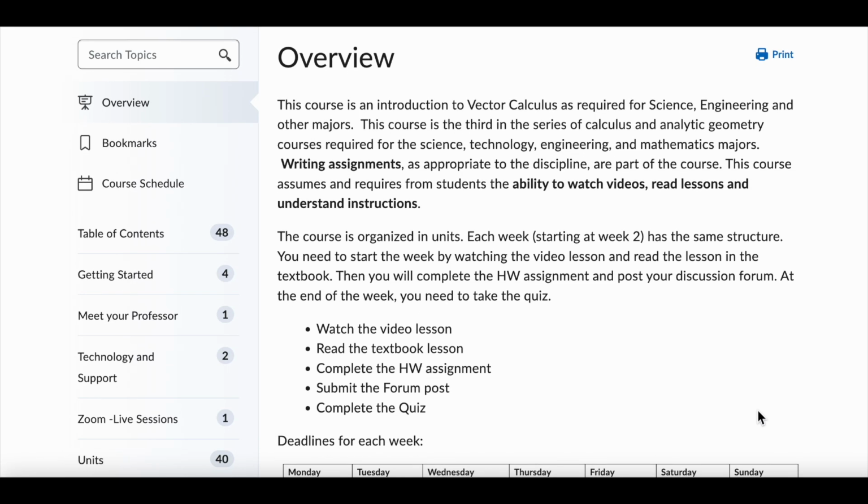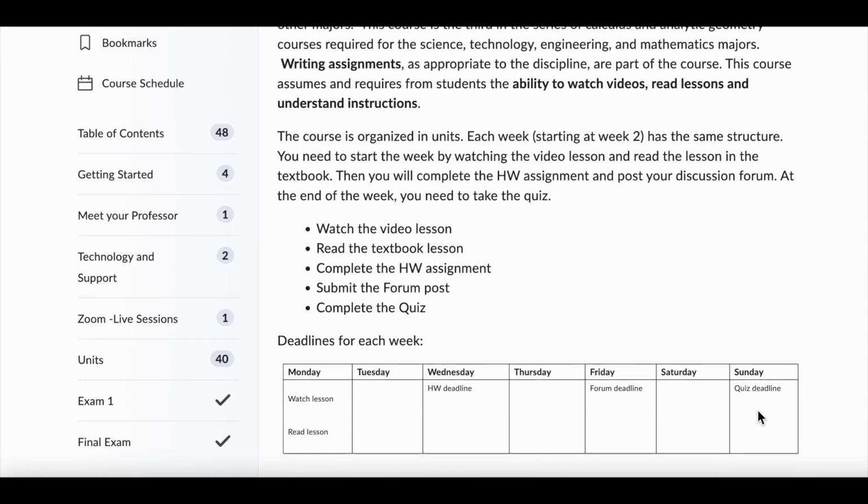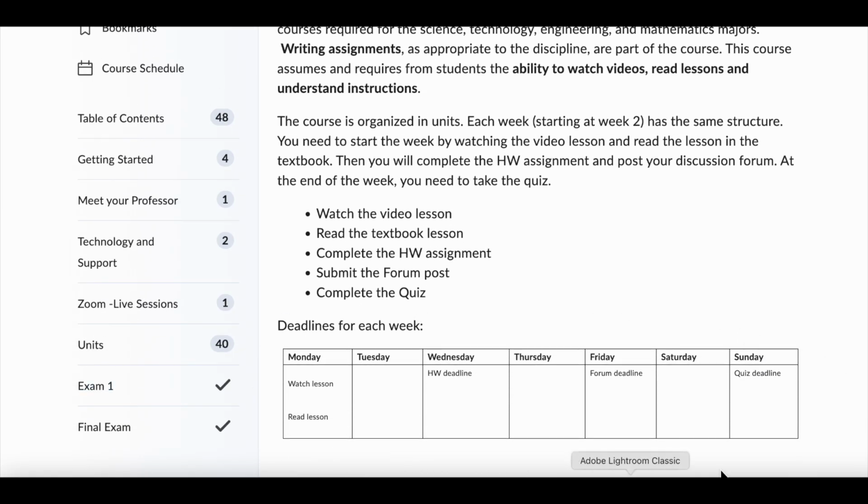All the weeks, except for the first one, are going to work in the same way. And that is what is described in this table here. So essentially, you need to start every Monday studying the lesson, which consists of watching the video lesson and also reading the lesson in the textbook. So you will do that on Monday, and then by Wednesday you need to complete the homework assignment.